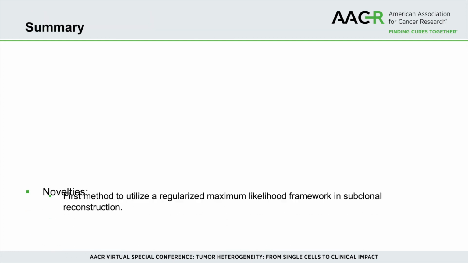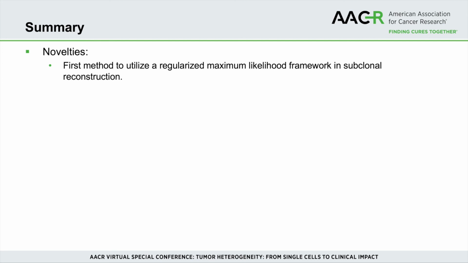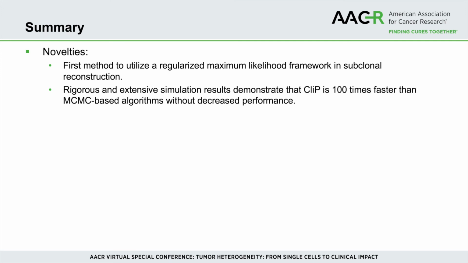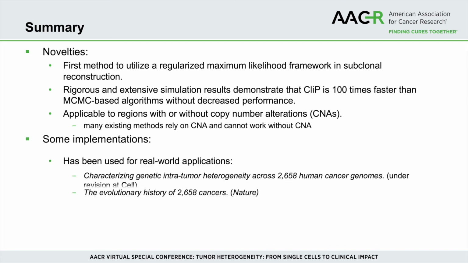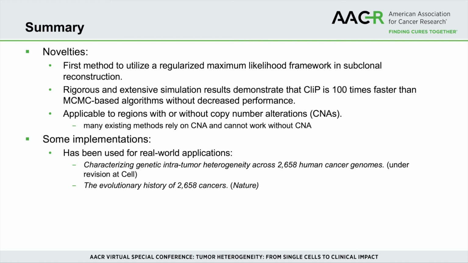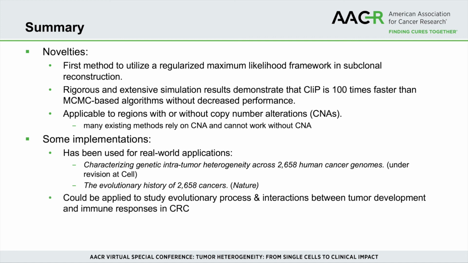To sum up, CliP is the first to utilize a regularized maximum likelihood framework in subclonal reconstruction. Also, simulation studies show that it could be 100 times faster than MCMC-based algorithms without decreasing performance. Furthermore, it managed to work on regions either with or without CNAs. This is worth mentioning because many existing methods cannot work when there is no CNA. Here I'm showing that PEACOCK studies already include results from CliP. Furthermore, it could be applied to study evolutionary process and interactions between tumor development and immune responses in CRC.